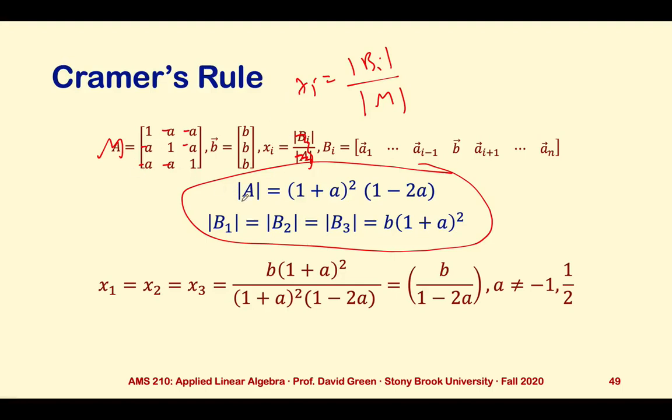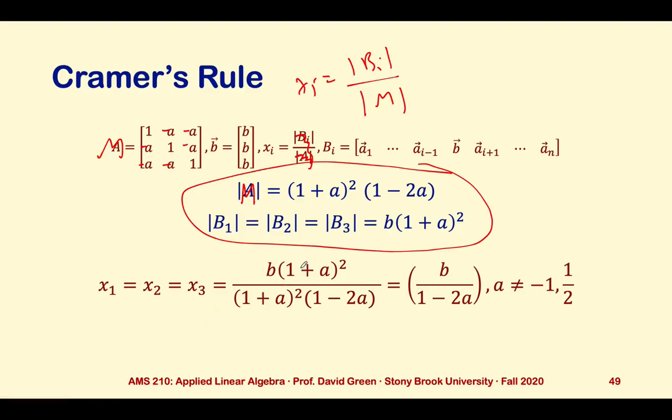The determinant of m is this value. And we compute then this ratio. For all of our b's, we have a numerator of b times 1 plus a squared. And for our determinant m, we have 1 plus a squared over 1 minus 2a.